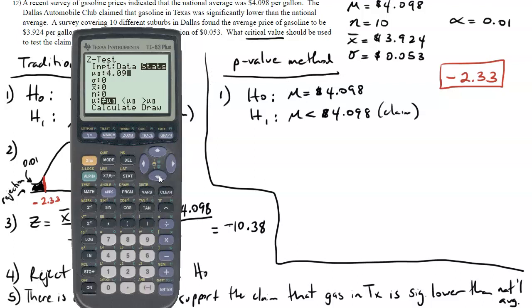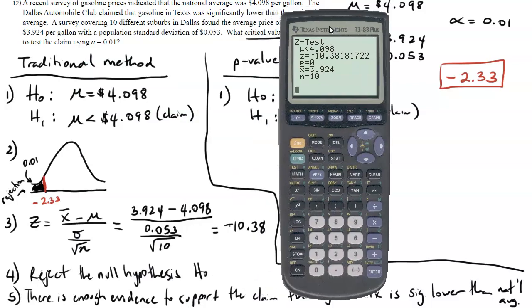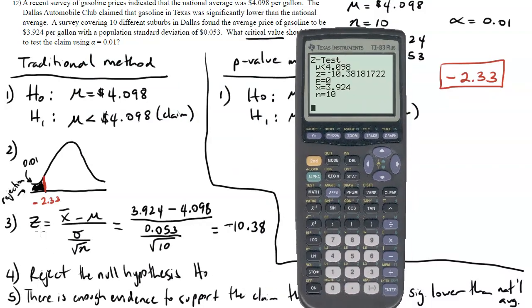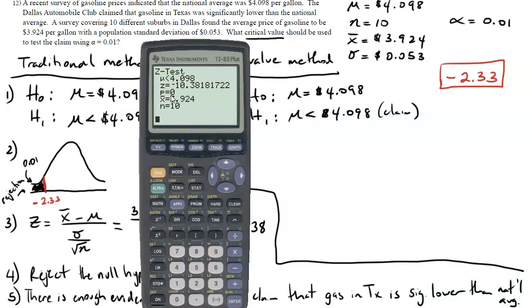Population mean is 4.098. Sigma is 0.053. Sample mean is 3.924. You need to have all this information. And n, how many values we have? N is 10. And then it asks you, is this not equal to, less than, or greater than? In our case, less than. Go down to calculate. And so look, this is how you find the z-test value in the calculator. It actually gives us the z-test value, negative 10.38, the one that we did this calculation to get. And here it says P is 0.